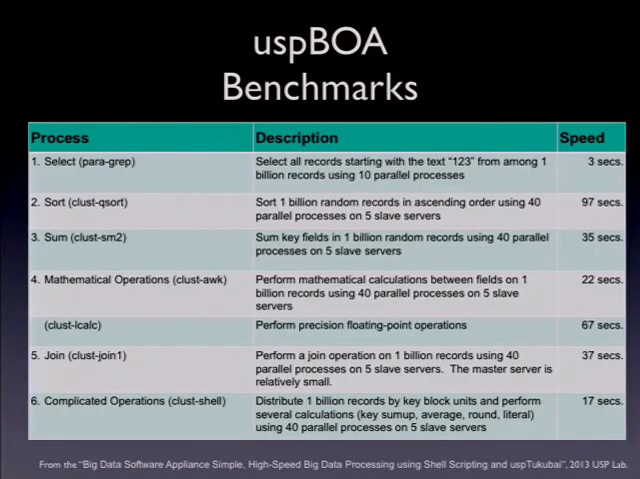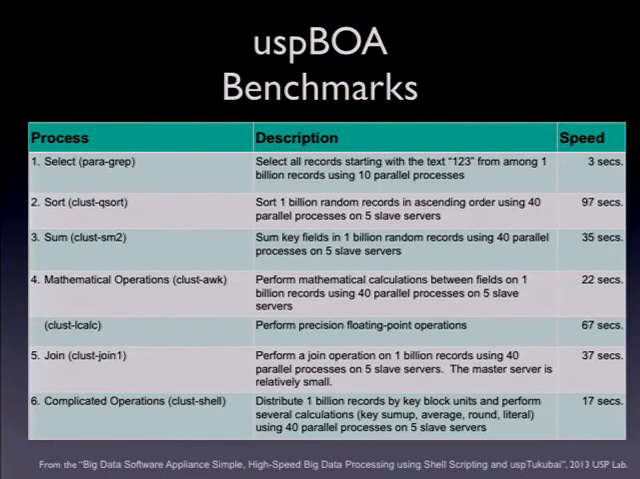And the benchmark results. Select process from 1 billion records using 10 parallel processors: 3 seconds. Sorting 1 billion random records: 97 seconds. Sum of a key field in 1 billion random records: 35 seconds. Mathematical operation: 22 seconds. Join: 37 seconds. Compile operation: 7 seconds.